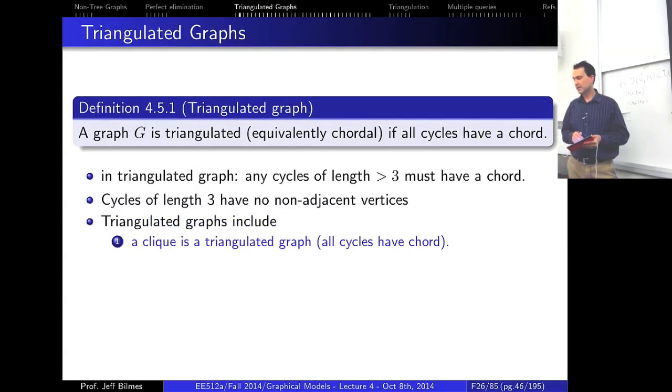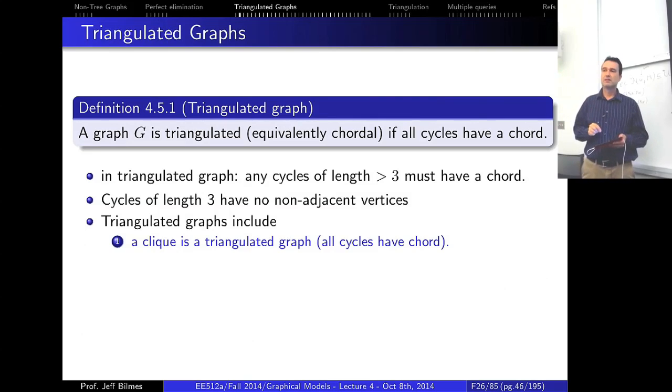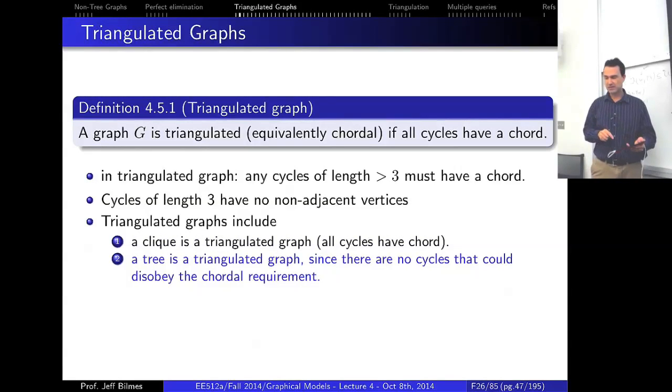Well, these include things like a clique, right? Any set of variables that are fully connected is a triangulated graph. Why? Because all pairs are connected. So any cycle must have a connection between two non-adjacent vertices in the cycle. Now remember, again, it's always with respect to a cycle. So in a clique, everything's connected to everything. Everything is adjacent to everything in the clique, but once you designate a cycle, you can talk about non-adjacent vertices in the cycle, which, in the case of a clique, must have a chord.